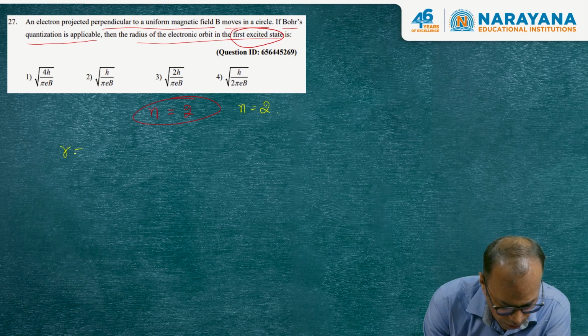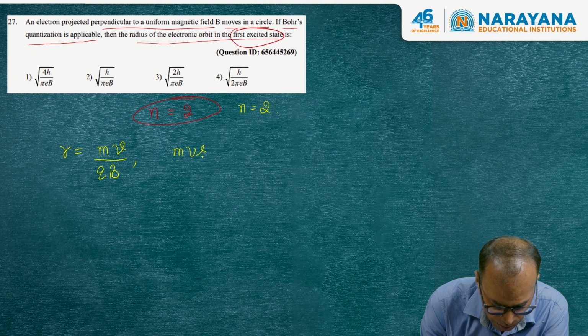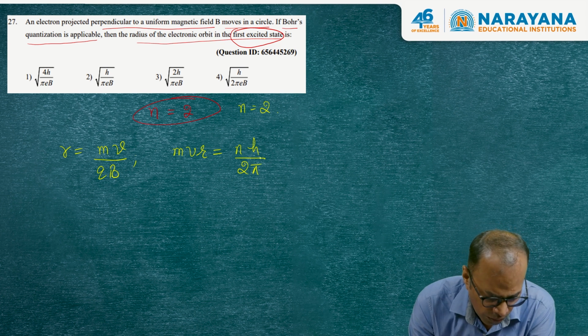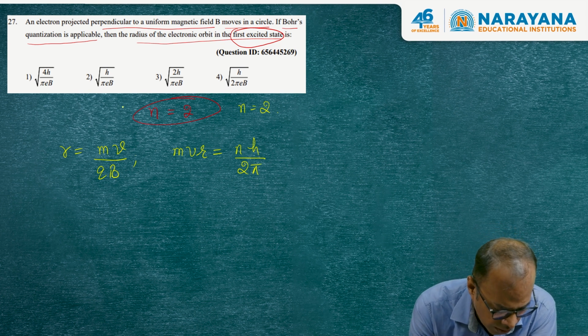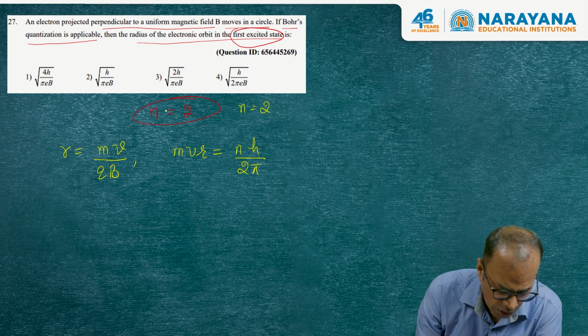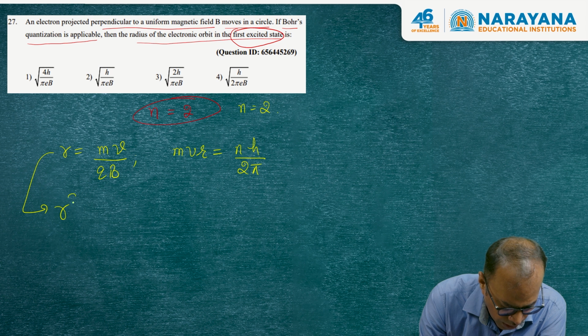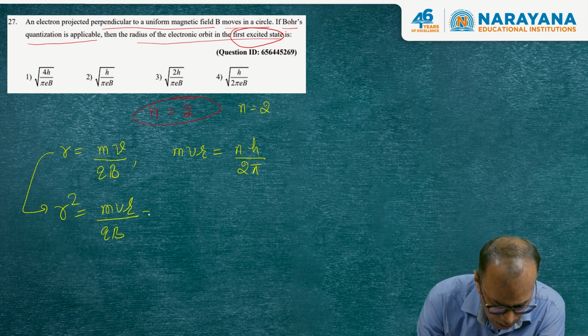Now for the motion of a charged particle in a magnetic field, we have r equal to mv by qB. By Bohr's quantization principle, I have mvr equal to n times h by 2 pi. Now we want to express radius in terms of other parameters. I need to eliminate velocity from these two expressions. So the best idea is to multiply this equation with r. So you get r squared equal to mvr by qB, and mvr can be replaced by nh by 2 pi.